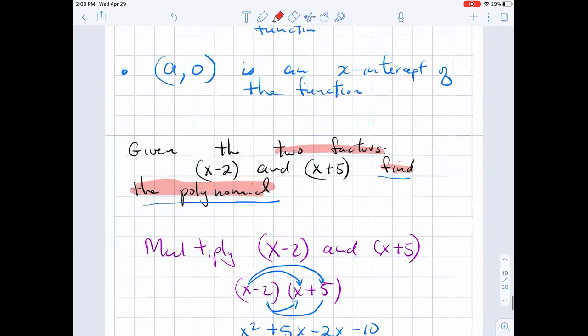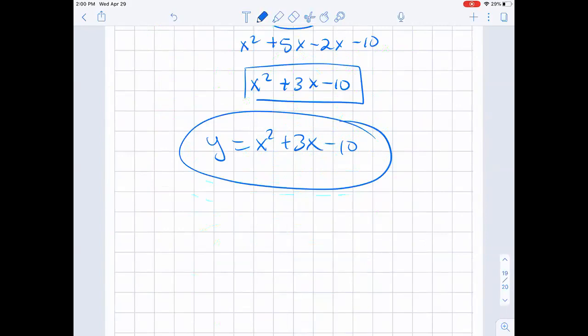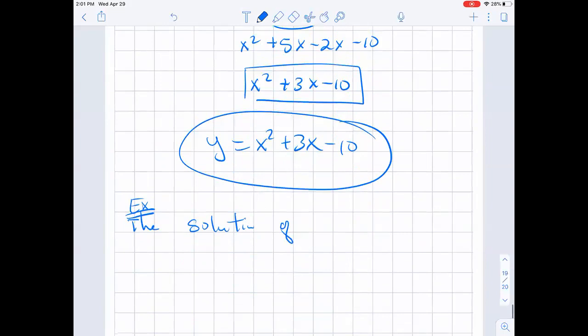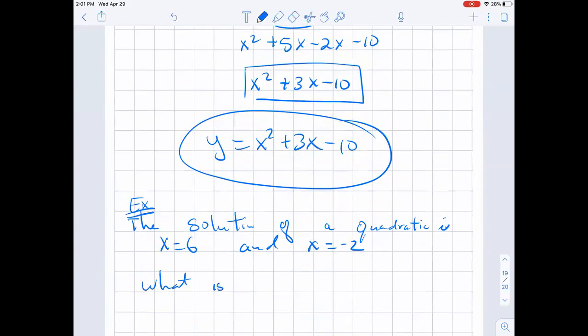Now, the same thing can happen. Look, if I tell you the solution, let's list this as a different example, so at least when you look at your notes, you'll know. The solution of a quadratic is x equals 6 and x equals minus 2. What are the factors?